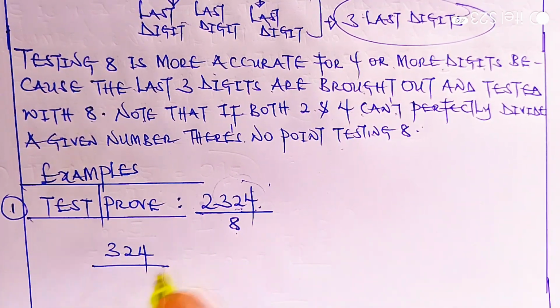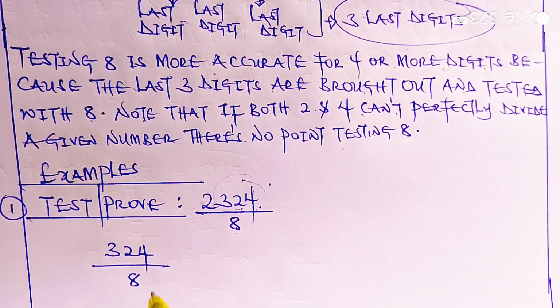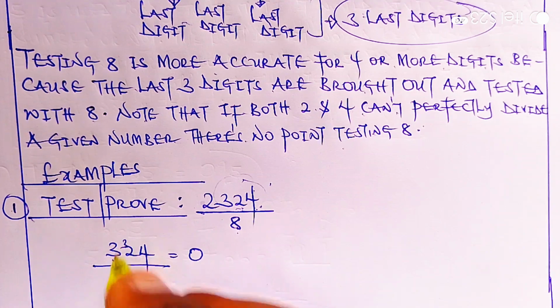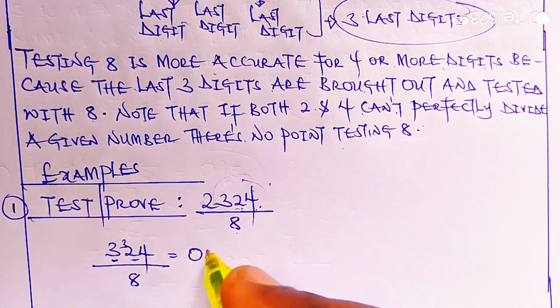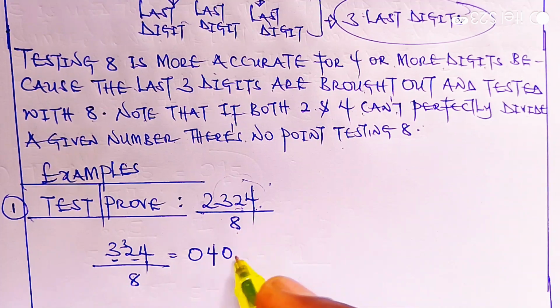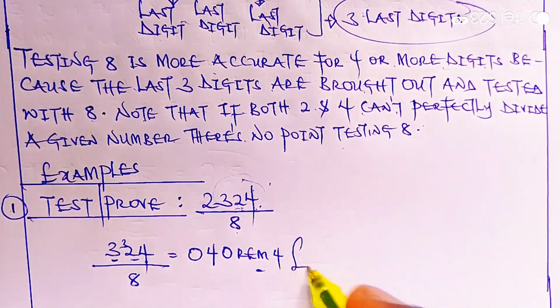324 divided by 8. I will carry out my one-on-one division here. 8 into 3 is 0, remainder 3. 8 into 32 is 4. 8 into 4 is 0, remainder 4. It means there will be a remainder.